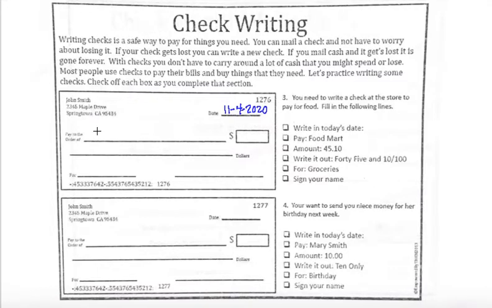We're going to pay the food mart. So I'm going to fill that in. We're going to make this check for $45.10. So I'm going to fill that in numerically in the box, making sure I put my decimals in appropriately. And then on the line under the pay to the order, I'm going to write that number out in words.